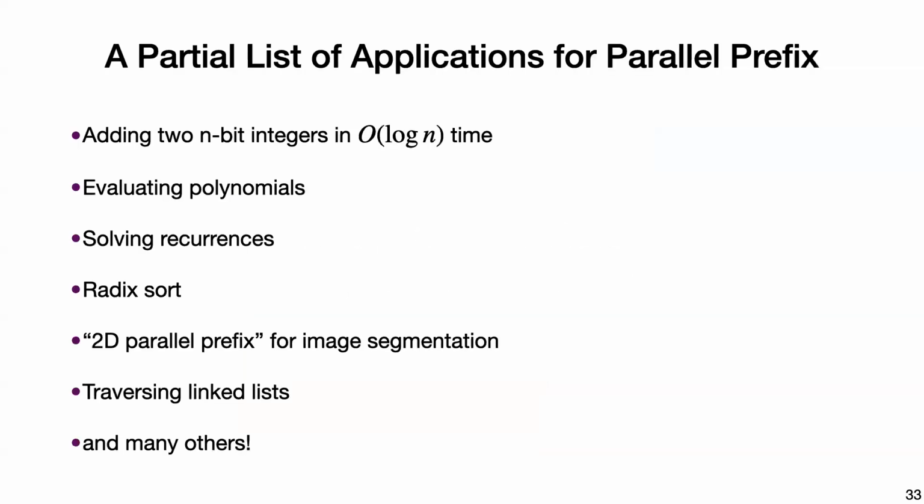So a few things you can do. You can add n-bit integers in log n time. You can evaluate polynomials. You can do recurrences. Radix sort is based on parallel scan. You can do applications in image segmentation. You can traverse linked lists, like you can count the rank of your elements in linked lists, and there's a lot of other ones. And I won't talk about all of them, but I will go through a few of these.